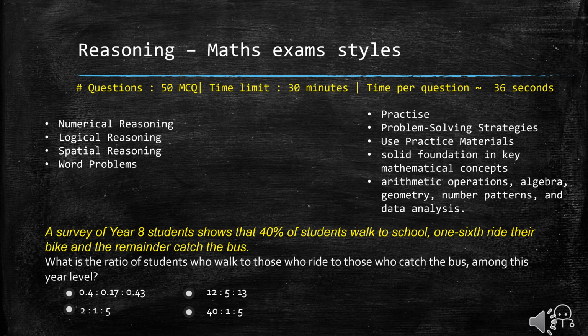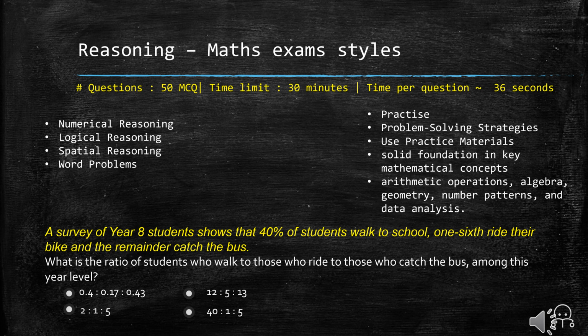These sorts of questions assess a student's ability to work with numbers, perform calculations, and solve numerical problems. They may involve arithmetic operations, algebra, equations, numerical patterns, and data interpretation. Number 2. Logical reasoning. These sorts of questions evaluate students' logical thinking and analytical skills. They may involve pattern recognition, sequencing, deduction, and logical inferences.